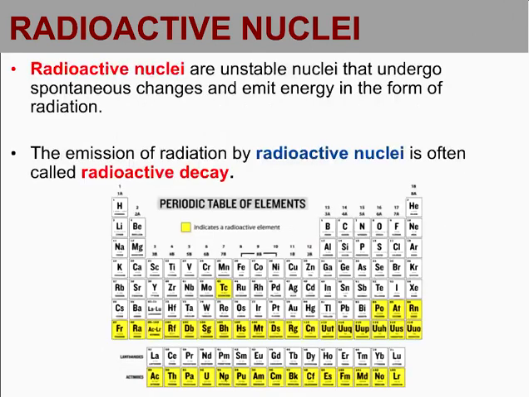All right, so let's talk a little bit more about radioactive nuclei. So radioactive nuclei, again, are unstable nuclei that undergo spontaneous changes and emit energy in the form of radiation. So the emission of radiation by radioactive nuclei is often called radioactive decay. And down below is a periodic table, and all of the elements in yellow are radioactive. So these are the most common radioactive elements.